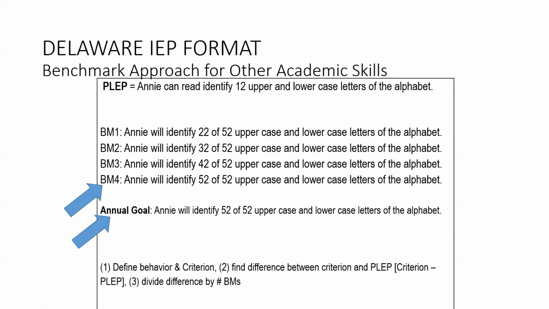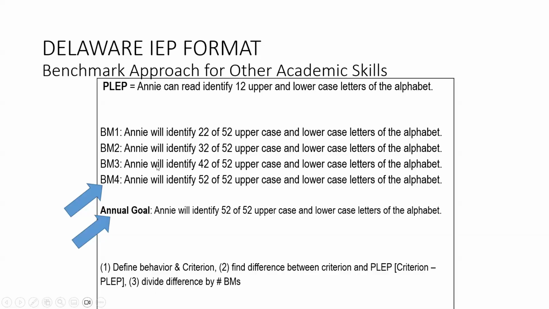The way we actually do this is you first define the behavior and the criterion, which is in your goal. You subtract, you find the difference between the criterion and the PLEP. In this case, the criterion is 52. The PLEP is 12. The difference in this case is 40.